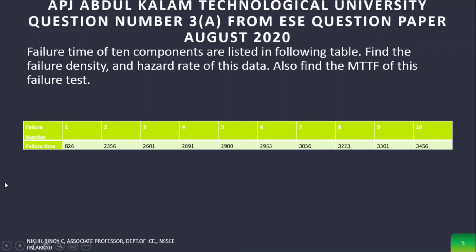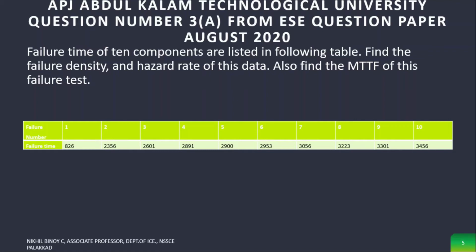So here please note the failure time is given. Normally failure time is given if you are testing very few components, and the number of components failed is given if you are testing a very large number of components. If you are testing a very large number of components with a very small time interval, the calculation of failure density, hazard rate, and reliability will be accurate. If you are using failure time, it will give an inaccurate answer. It will not give a proper idea about the failure density and hazard rate.